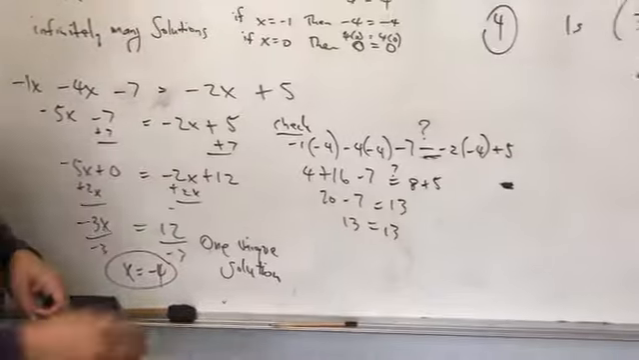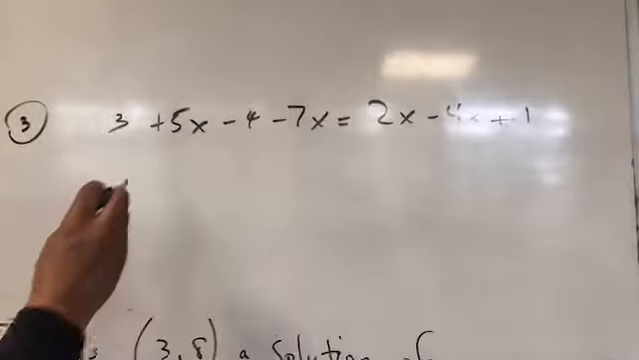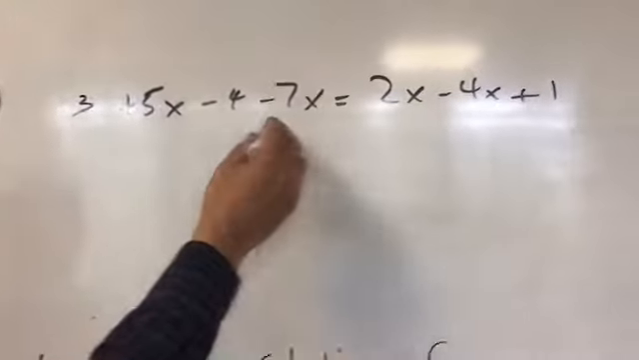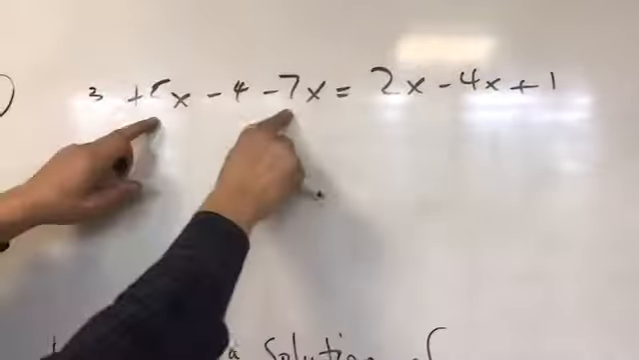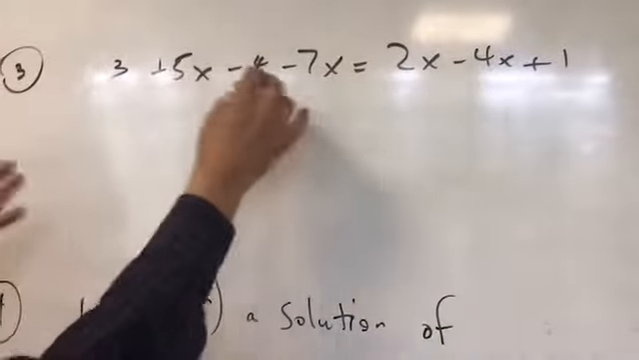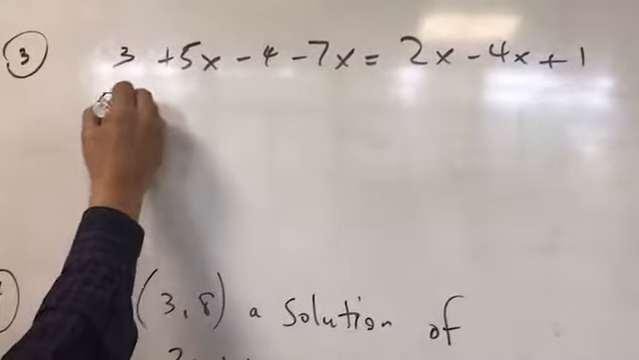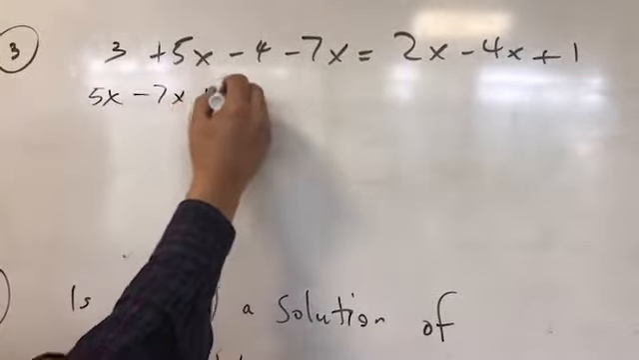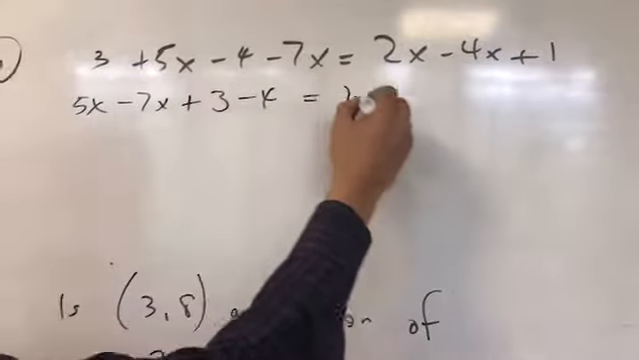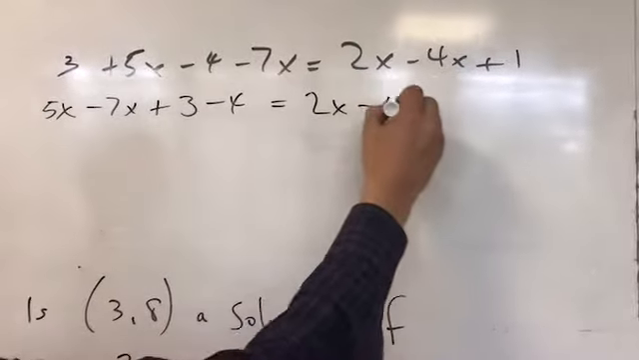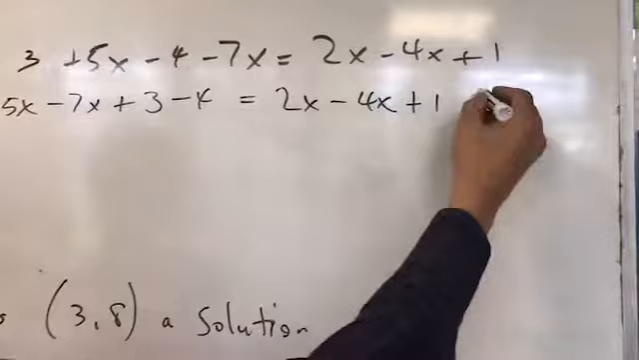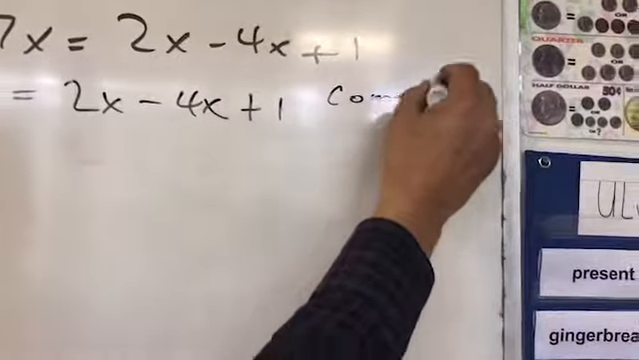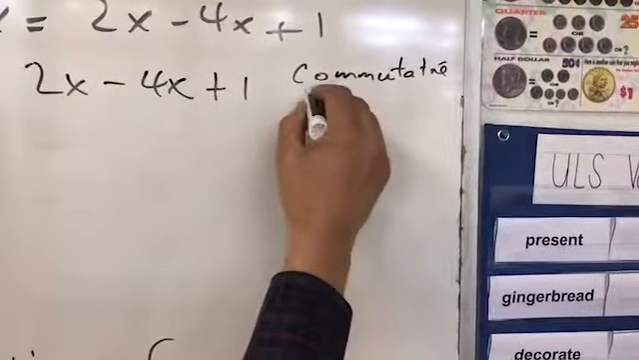It really helps you. Let's look at number 3. So now this one, well, again, we're looking to collect like terms, but they're not together, so I like to commute things. So I'm going to write 5x, move that -7x over here. That 3 goes over here, plus 3 minus 4. And over here, I'm just rewriting this, okay? And what I did was called the commutative property.